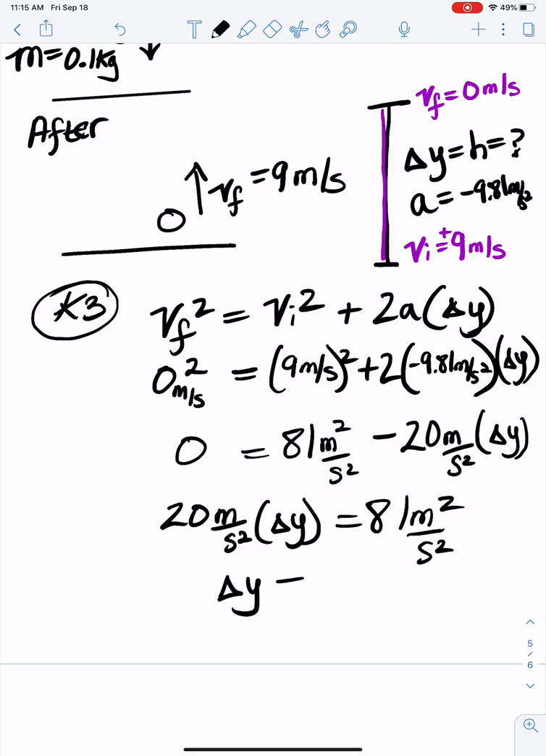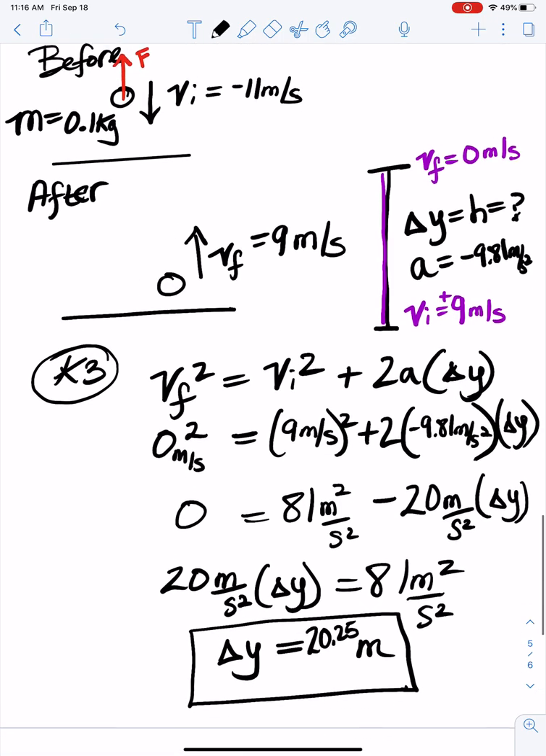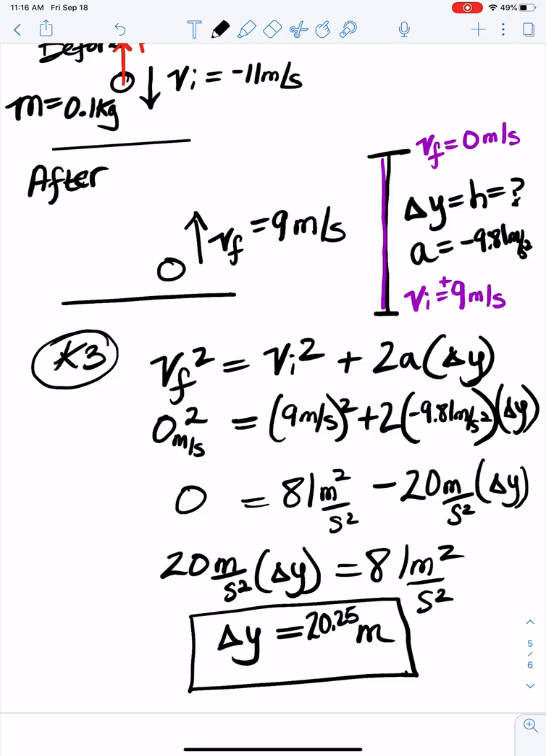81 divided by 20, and our only unit left is meters. I don't have it crunched yet. Let me type it in the calculator. It should be a little greater than 4, right? 20.25. All right. And notice the sign is positive once again, so it ends with a positive position because it is moving upwards. All right, that's it. So hopefully that made sense, for an introductory momentum lecture.